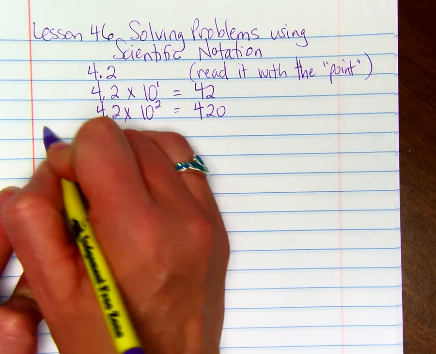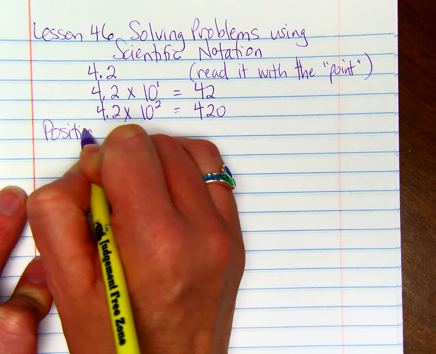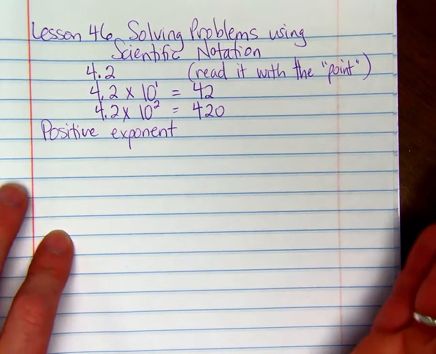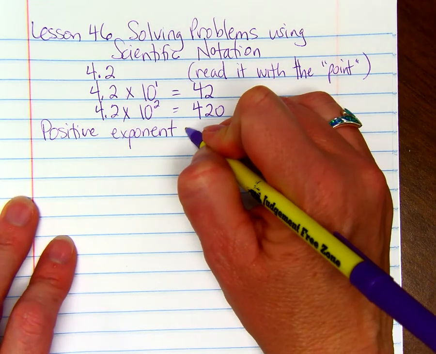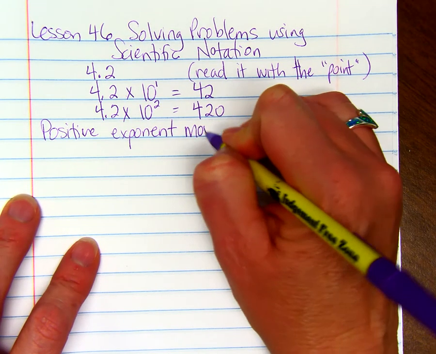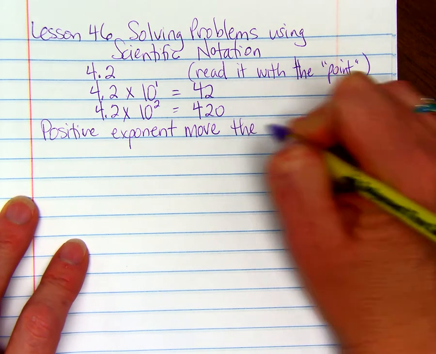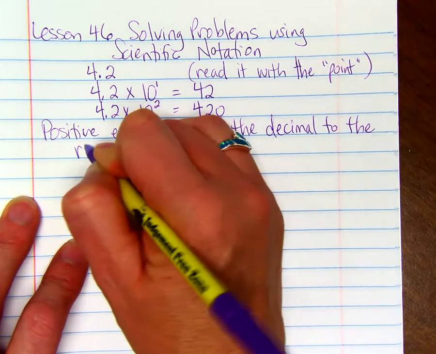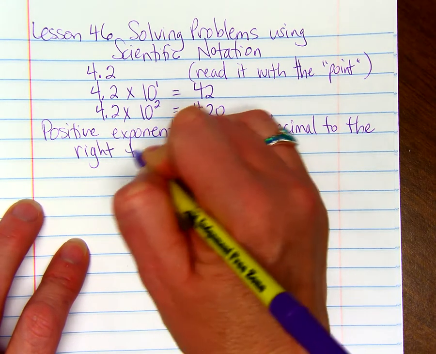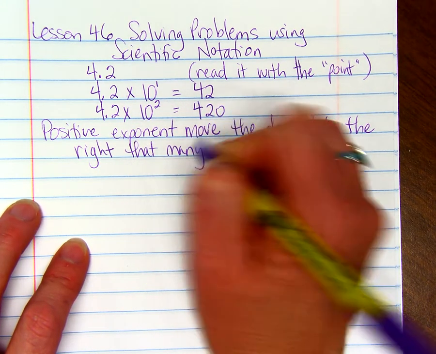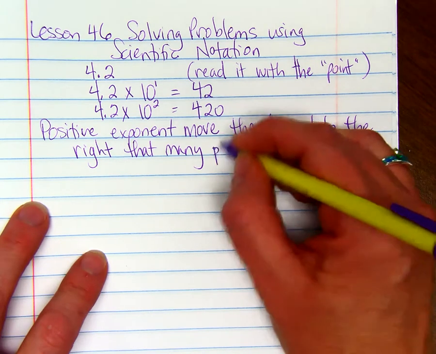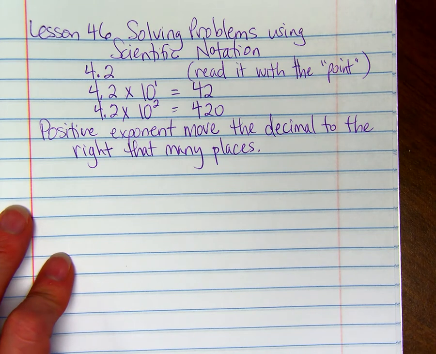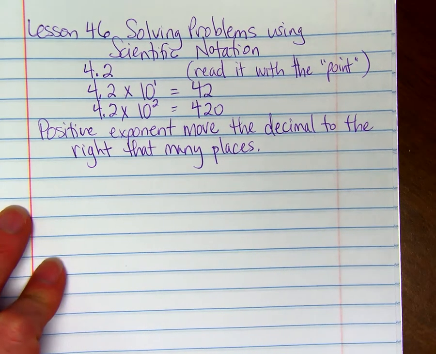So if you have a positive exponent, you move the decimal to the right that many times, or that many places. So in this example up here, the exponent was a 2, so we moved it to the right 2 places.